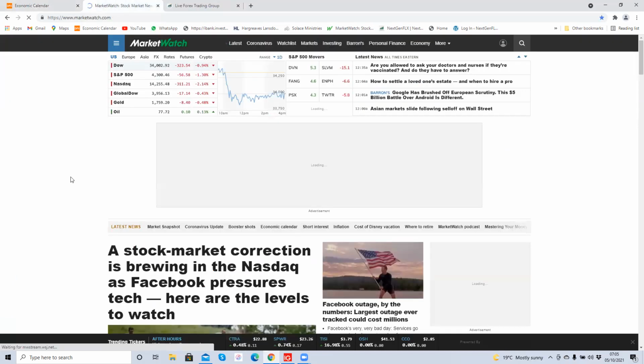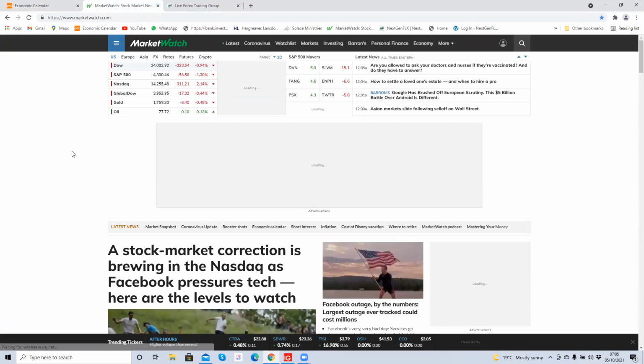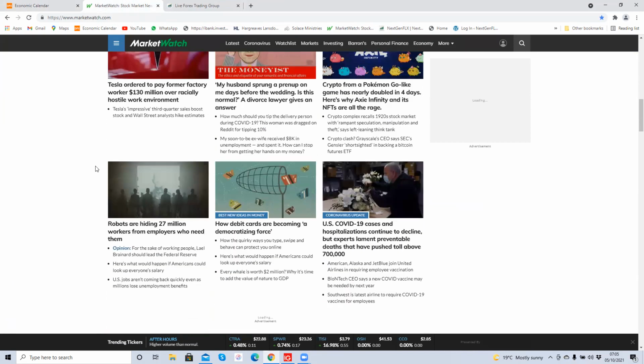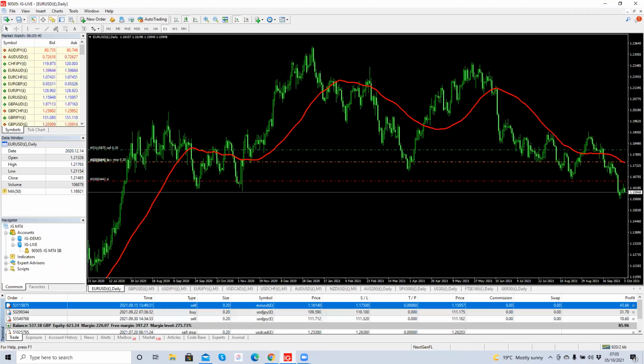Also, don't forget to keep an eye on Market Watch. See if there's anything going on that could create uncertainty in the global markets. But at the moment, there's nothing major causing uncertainty in the markets. Of course, there's a lot of things causing problems with the stock market. We're not trading the stock market. For the currency market, there's no major global incident creating uncertainty. So let's go to the charts.